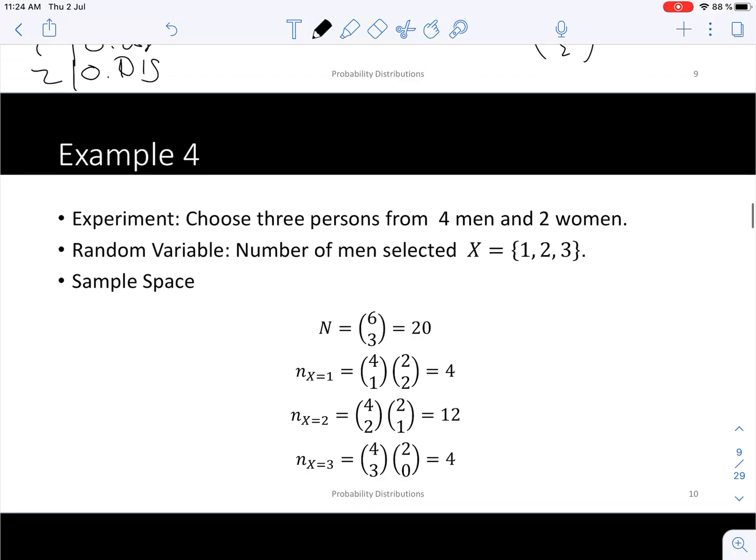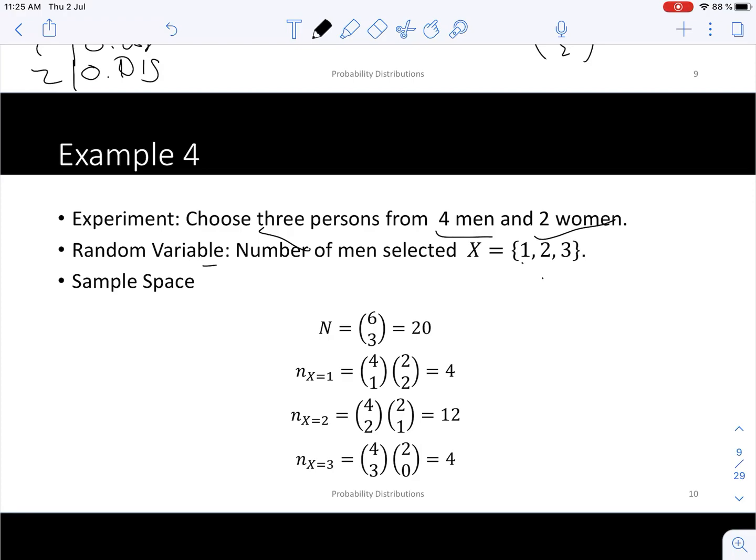Okay, let's check the last example in this first video. So the experiment says that 3 persons are selected from 4 men and 2 women. So there are 6 people in total and 3 are picked. The random variable of interest here is the number of men selected.